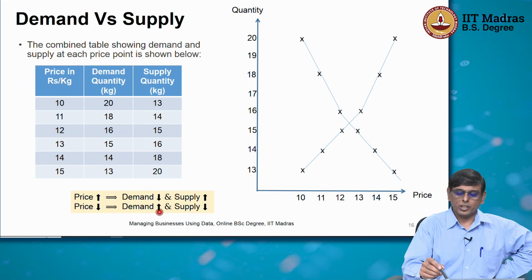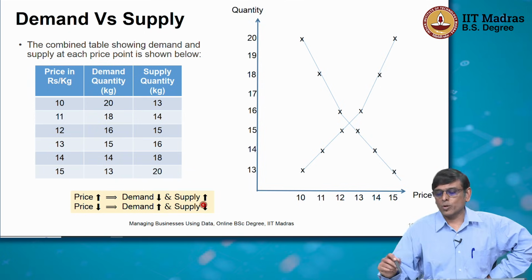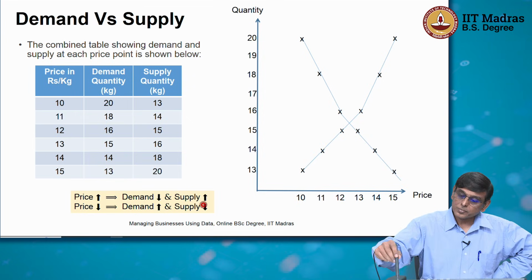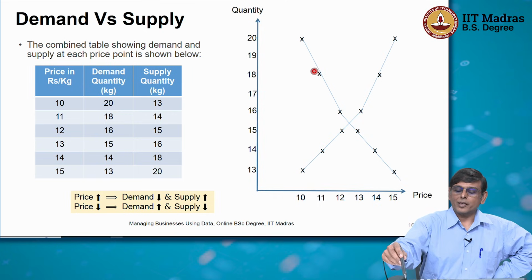When the price goes down, demand goes up, but supply goes down. Suppose you are at this point, at this price of 11. You get a very high demand, but you have no supply. You have a very high demand.